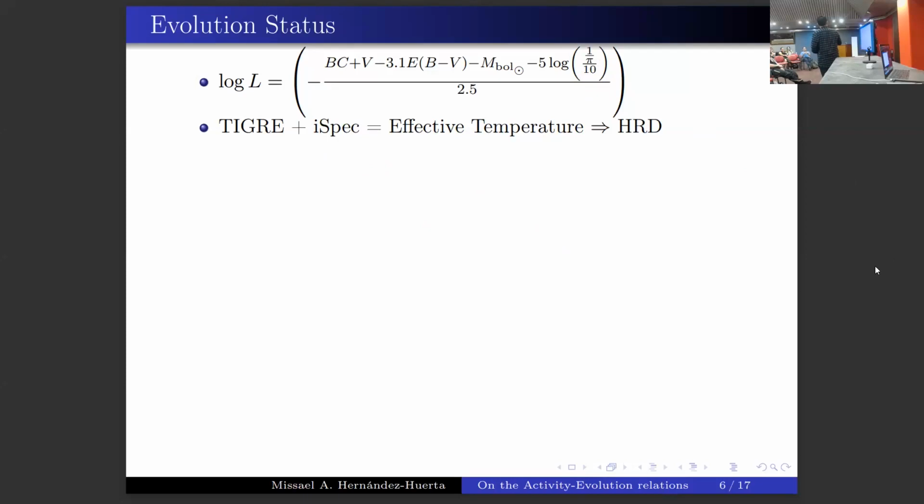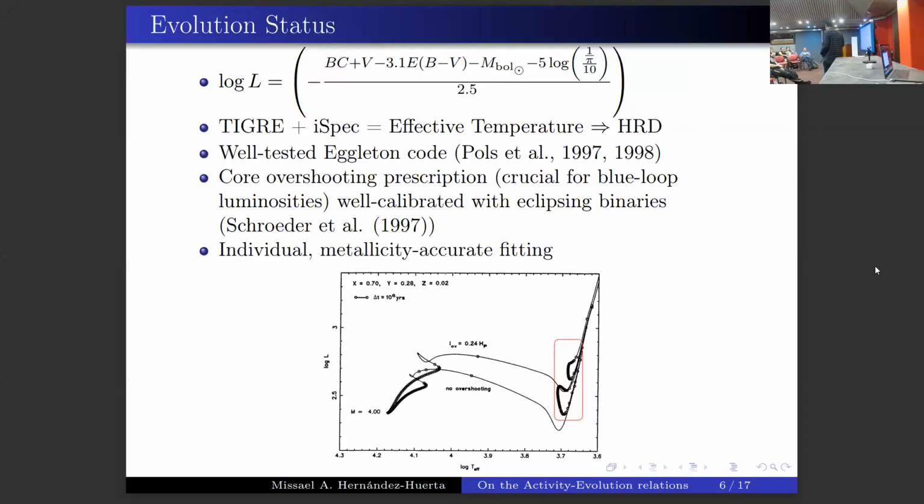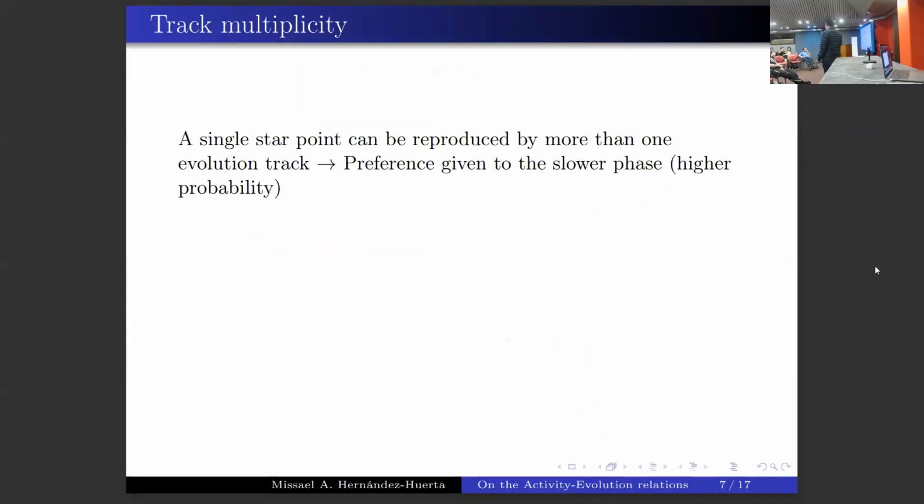Y de ese modo podemos construir nuestro diagrama para todas las estrellas y compararlo con trayectorias de evolución, que en nuestro caso utilizamos el código de Eggleton, que está muy bien calibrado con el overshooting, que es especialmente importante para las luminosidades del Blue Loop, que es donde queremos estar observando las estrellas. Pero ahora bien, un problema común a la hora de utilizar trayectorias de evolución es que un mismo punto en el diagrama HR puede ser reproducido por más de una trayectoria, o incluso una sola trayectoria puede doblarse sobre sí misma y pasar varias veces por el mismo punto.